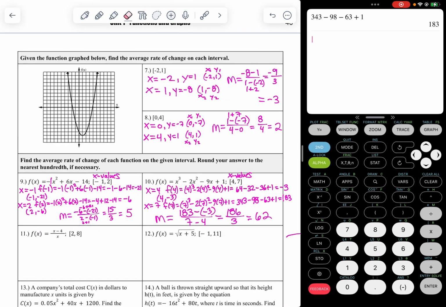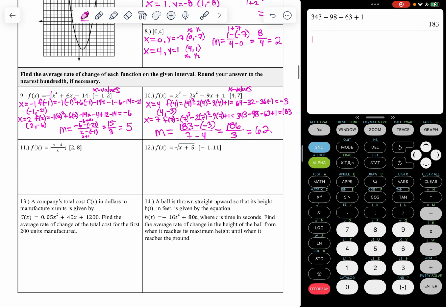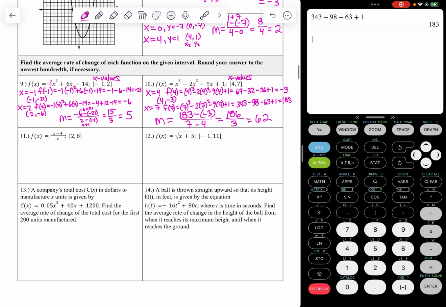All right, so we would follow that exact same process for 11 and 12. So pause the video, try those, and see if you're able to successfully solve those two on your own. You should have gotten for number 11 an average rate of change of 1/4, and for 12 it was 1/6. If you're not able to successfully get those, please ask in class and we can go over it.